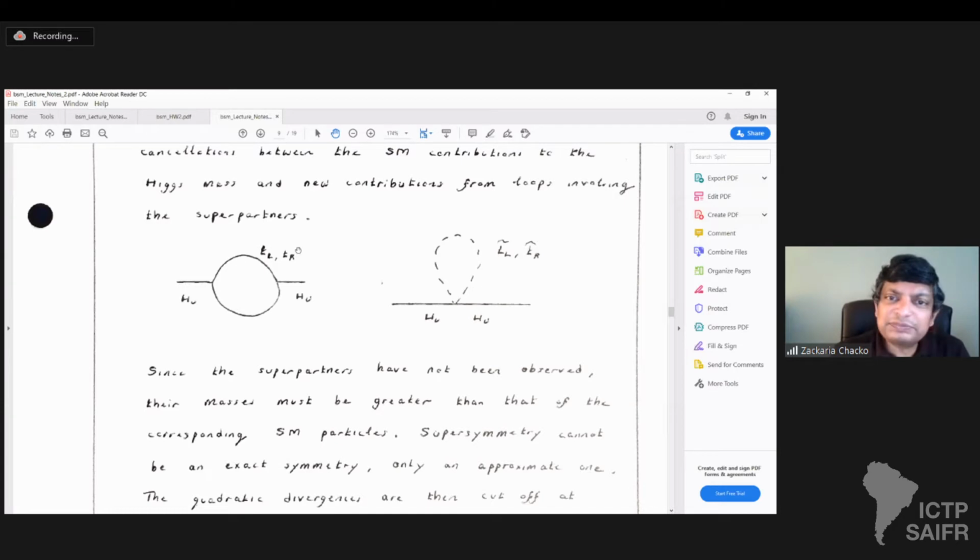These diagrams have different signs because remember, this is a closed fermion loop, so it has a minus sign. And this is a scalar loop. So relative to each other, there's a relative sign. And this vertex is related to those two vertices by supersymmetry. And so these two diagrams actually cancel. The quadratically divergent part of these two diagrams cancels very nicely. And there's no quadratic divergence left over.